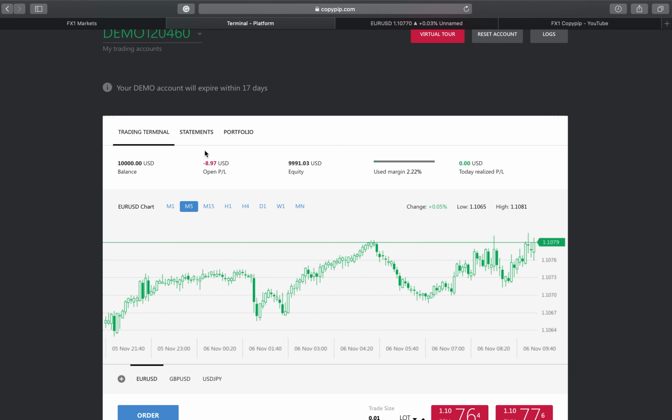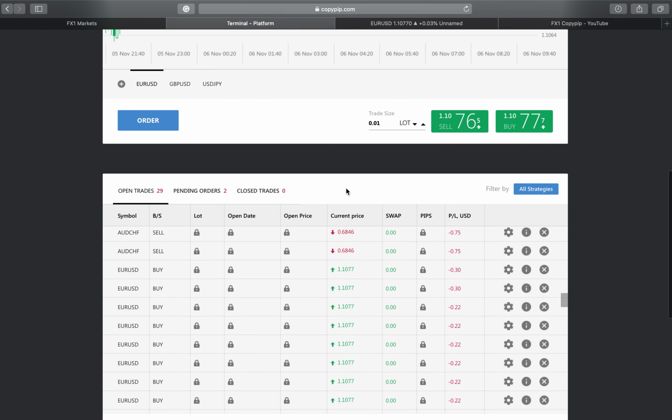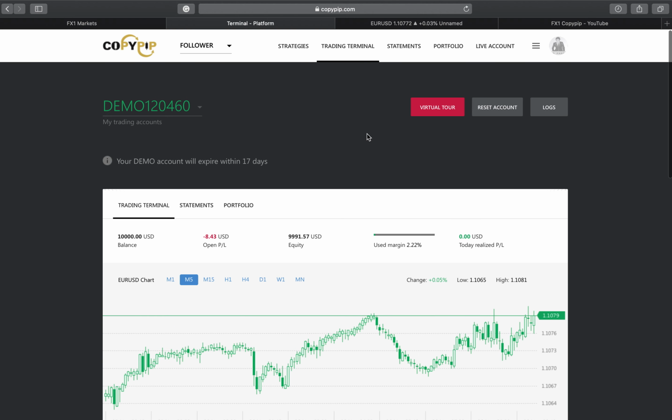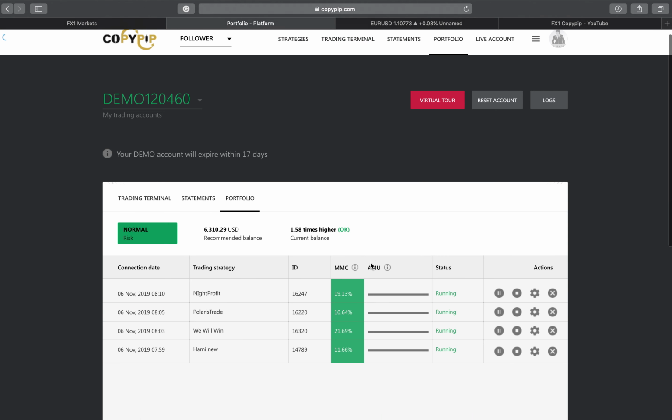So basically you can check everything. I think I cover most areas here. By this click you can close all the trades, and I think that's it. I think we cover everything. Make sure you check your portfolio all the time.